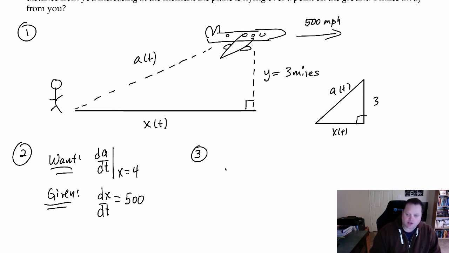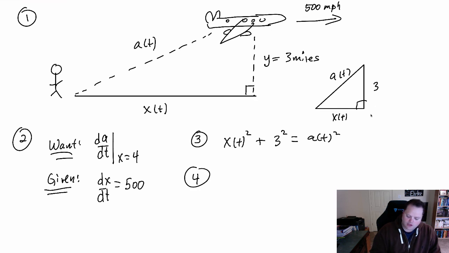All right, so step 3. Let's find a way to relate a and x, right triangle. So the most obvious way is the Pythagorean theorem. So x squared plus 3 squared equals a squared. Then you should take the derivative implicitly. So I'm going to take the derivative with respect to time of both sides.